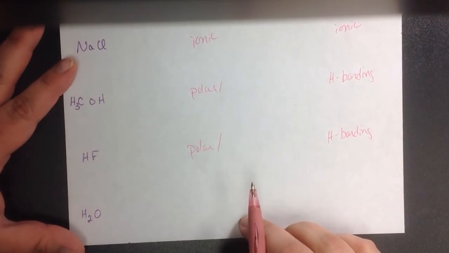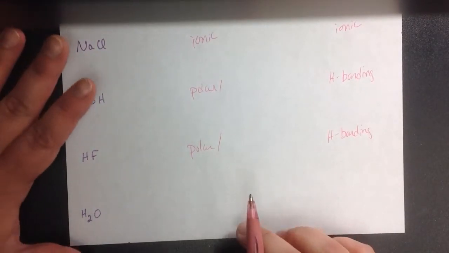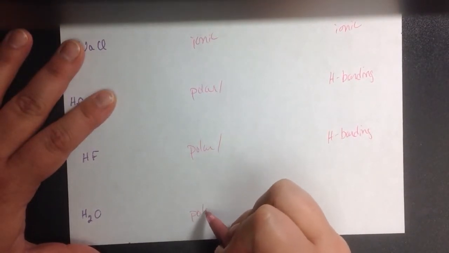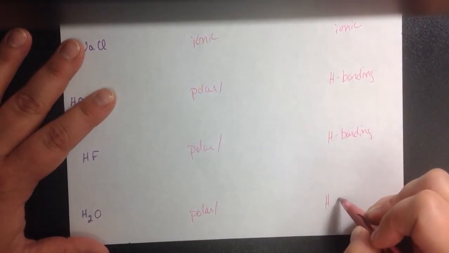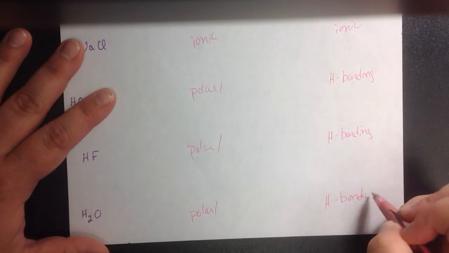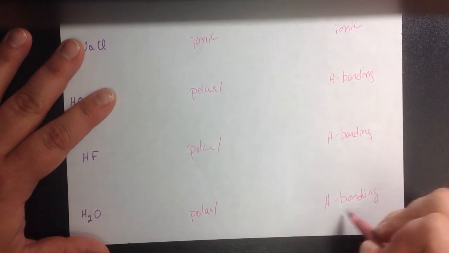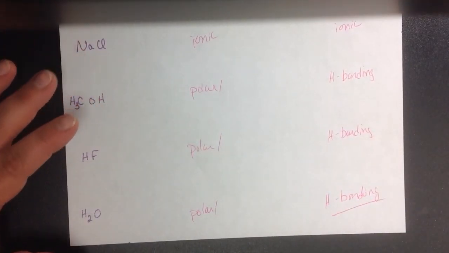And most importantly, water. Remember how it's bent? It is the definition of polar. Okay? And it is definitely in the category of having hydrogen bonding.